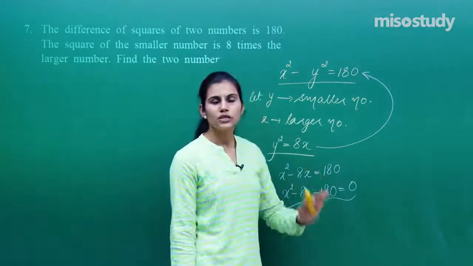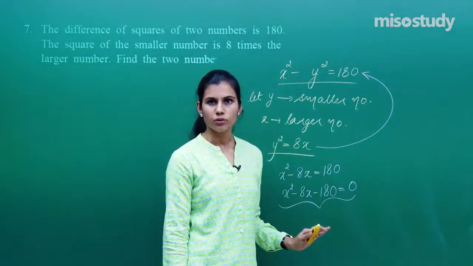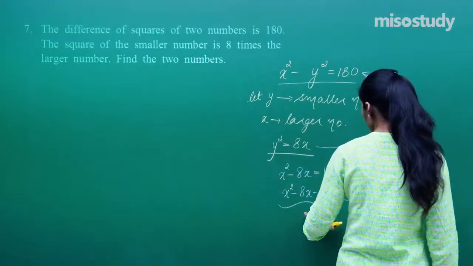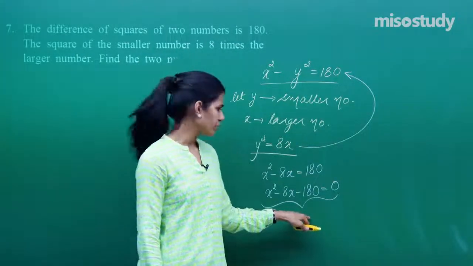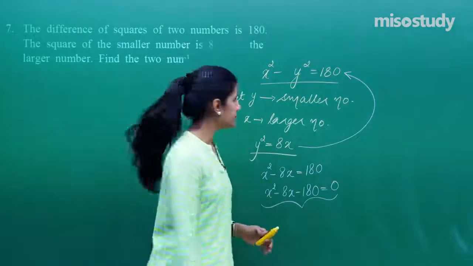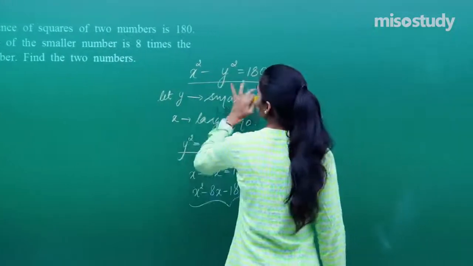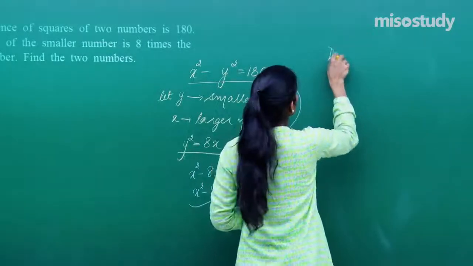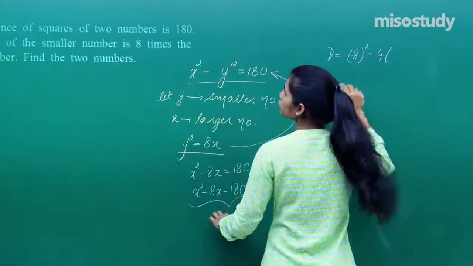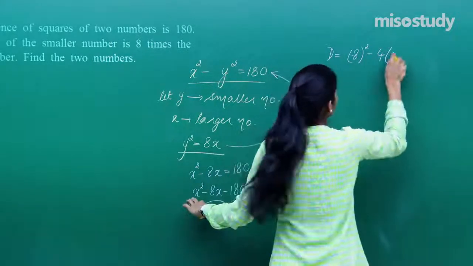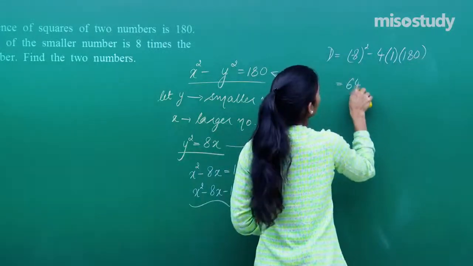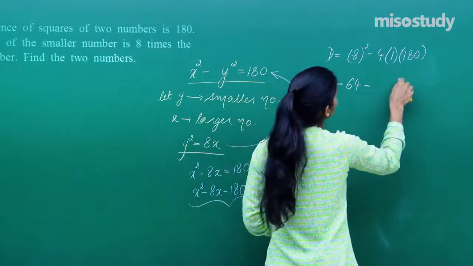This is what I need to solve and this is nothing but your quadratic equation. Again, you can solve this by any method. Let's try to use our quadratic formula for this. So your a is 1, b is minus 8 and c is 180. So discriminant first of all is b square minus 4 into a is 1 and c is 180. So this is 64 minus, what is it that you have?